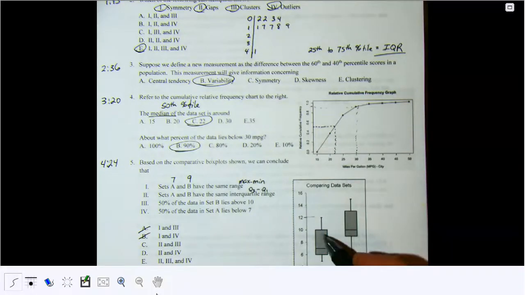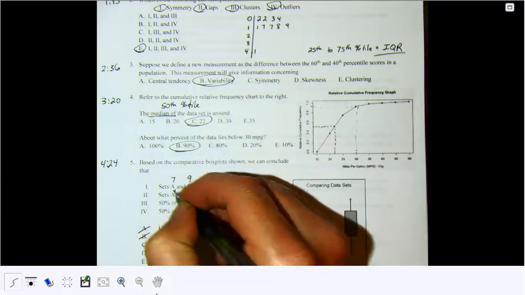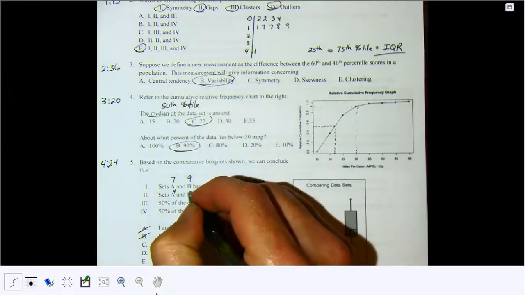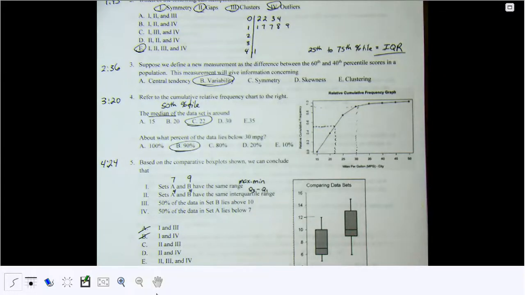So in this case, for A, it looks like we're going from 10 down to 6. So A is going to have an interquartile range of 4. B is going to go from, it looks like, 13 down to 9. It also has an interquartile range of 4. So that's good. In reality, we didn't even need to check that one because number 2 appears in all the other answers. We could have just ignored that, but it was a good review.